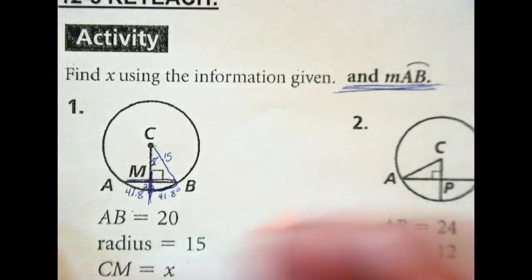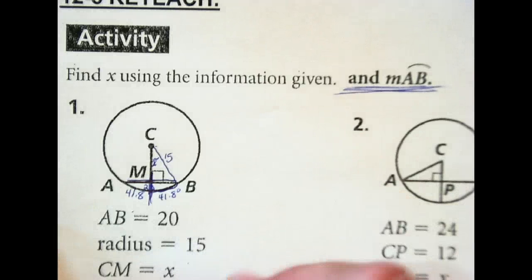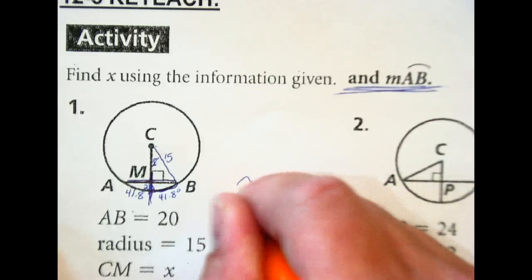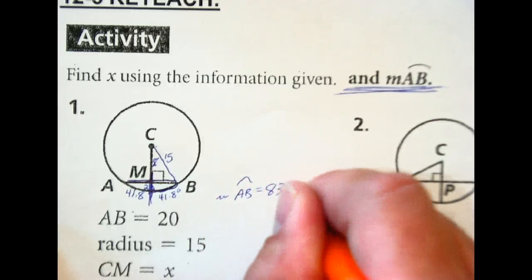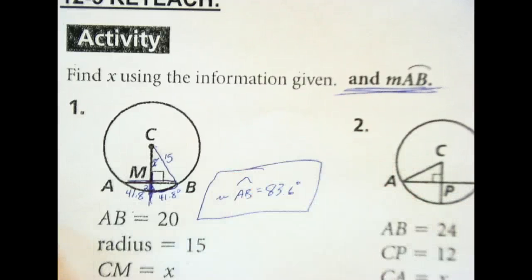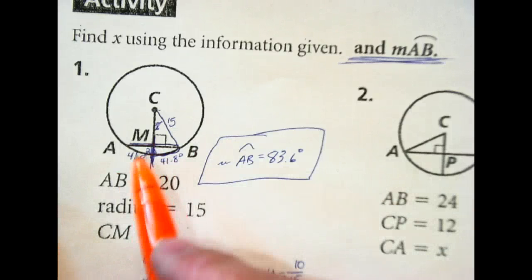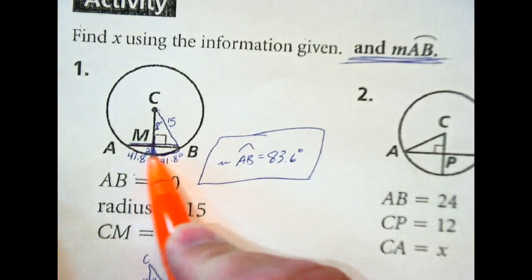83.6. Good. Measure of arc AB equals 83.6 degrees. Now remember, a measure of an arc is different than a length of an arc. Measure is your angle measure. The length is if I took a string and laid it across it, how long would that string be? It's a portion of your circumference.